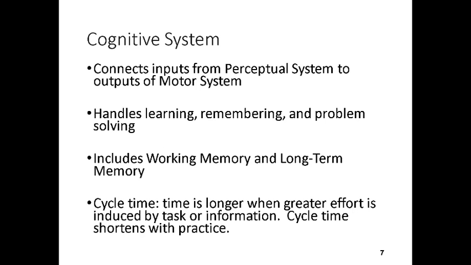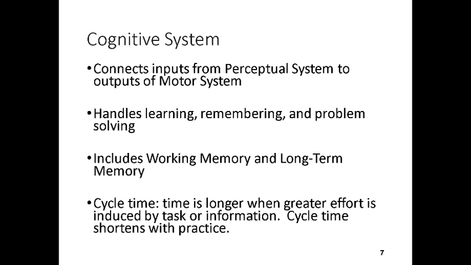When you get into the cognitive system, it connects inputs from the perceptual system to the outputs of the motor system. That's basically what the cognitive system does. So there's some interpretation here, right? And there's some coding involved here. You're thinking about things. So it handles learning, remembering, problem solving, and this includes working memory and long-term memory. Here the cycle time is longer when a greater effort is induced by the task or by the information. So obviously if you have a more complex problem, it takes longer for you to think about it and come to a conclusion. And usually what we tend to see is that cycle time shortens with practice.